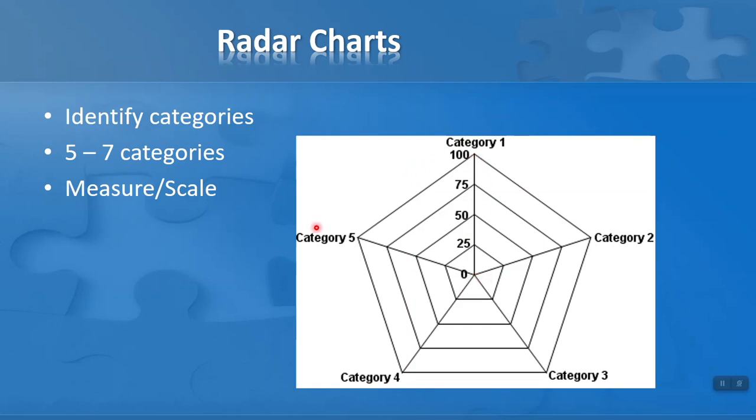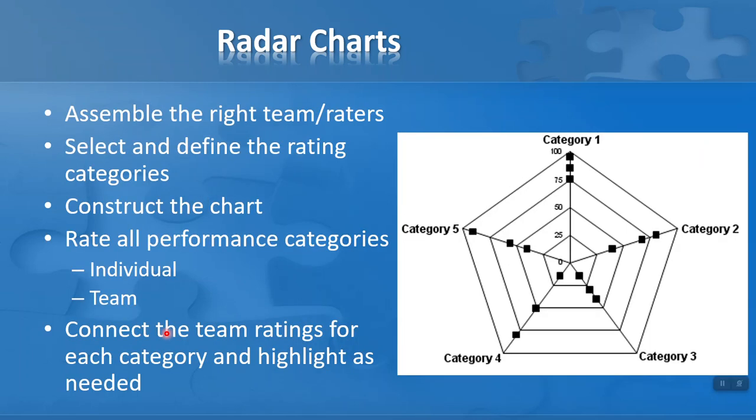So quite often percentages are used on this type of diagram. When you come to draw the radar chart, you want to get the right people together, the right people who are performing the ratings on this. Now, if you're using things like financial measurements, they can be taken from a database of costs and so on. But you want to be able to select and define the rating categories that you're going to have. So I have 5 of them on this diagram here, and we then construct the chart.